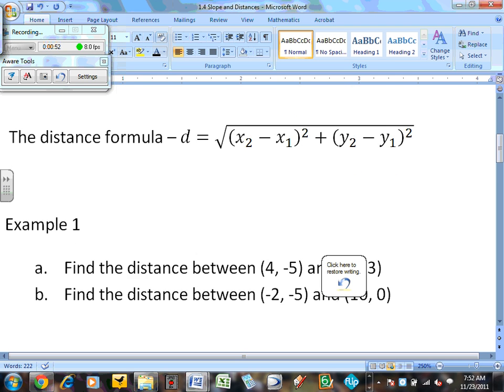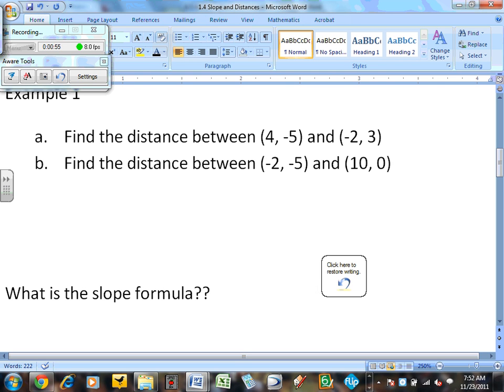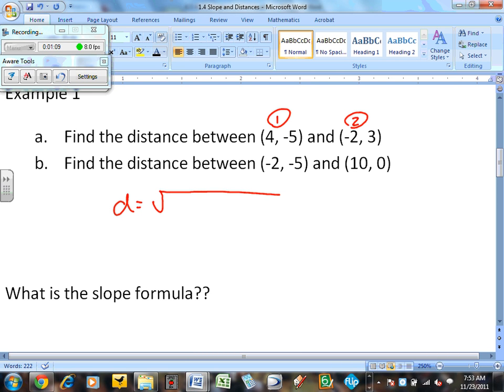So a couple examples here. I'm going to do A. I'll let you do B in your notes yourself. When we're talking about the distance between these two, we're going to say distance equals the square root. I'll label them 2 and 1 to make it simpler for you. Negative 2 minus 4 squared plus 3 minus a negative 5 squared. Cross line, change of sign. Negative 2 minus 4 is a negative 6 squared, plus 8 squared, and the square root of that.